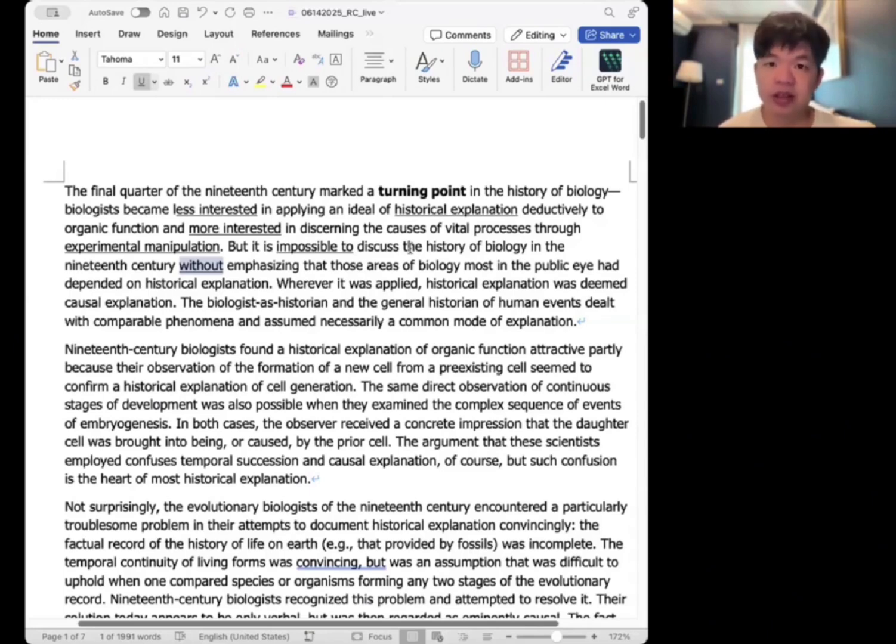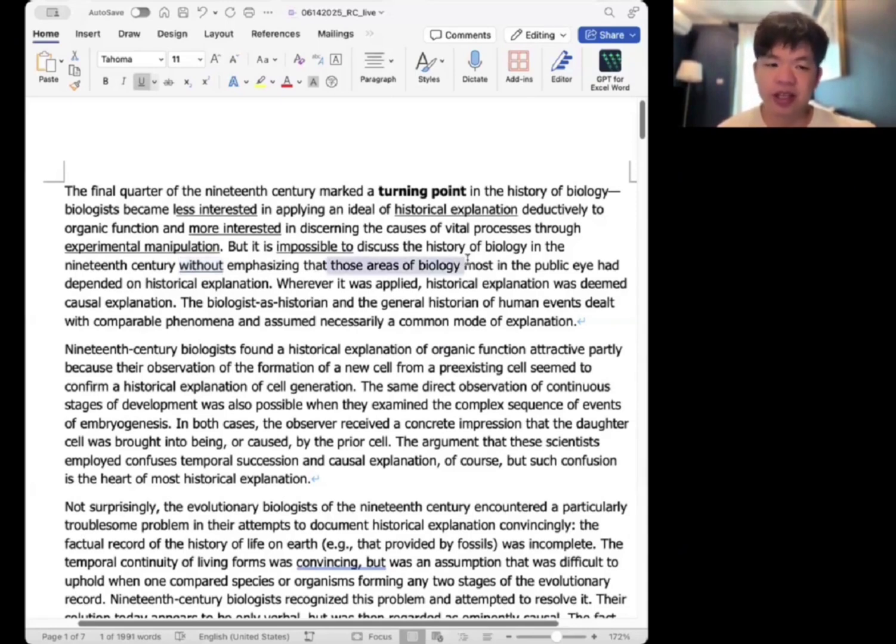So what does it mean? It means that without something, nothing is possible. In other words, only when you have something does it become possible. But having something doesn't mean it's guaranteed. So in other words, if we want to achieve something, we first need to take certain actions. That's how it works. For example, if we want to discuss the history of biology in the 19th century, we need to emphasize one thing. All right, let's start reading from here again.